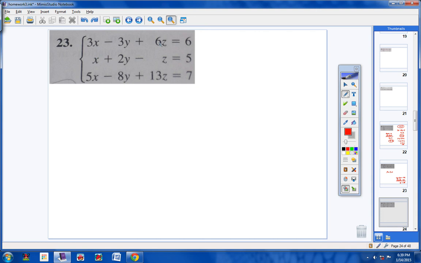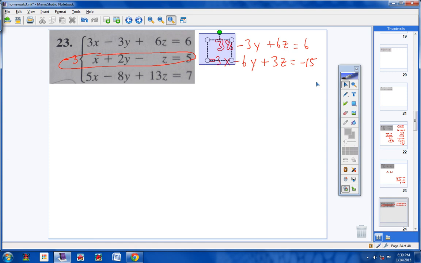So I'm going to take these two equations here and I'm going to add them together to get rid of my x's. So I've got to multiply this middle equation by a -3 to give me a -3 right here, so my x's will cancel, okay? So I would get out -3x, -6y, positive 3z equals -15. Okay, so I took a -3 and I multiplied it through. Now my top equation would still be 3x minus 3y plus 6z equals 6. Okay, so let's go ahead and slide that down. Let's work on this.